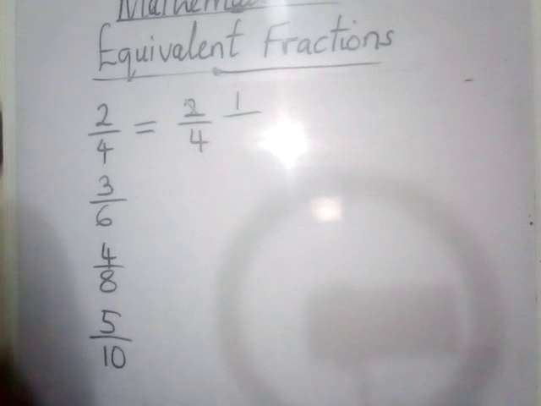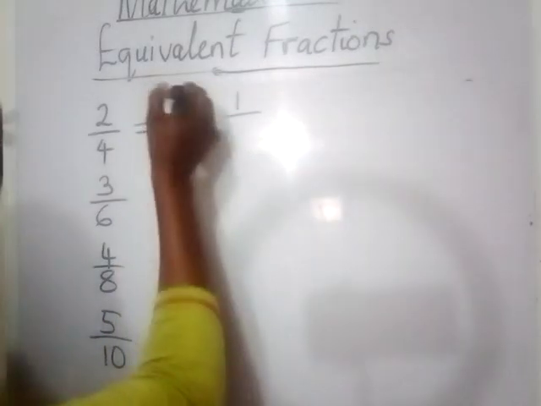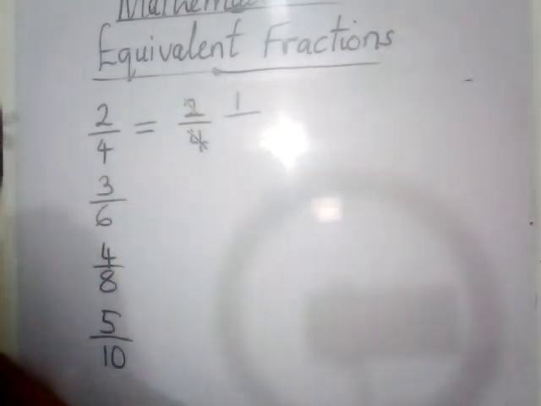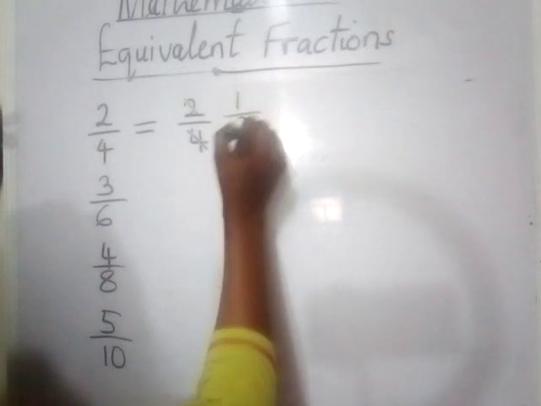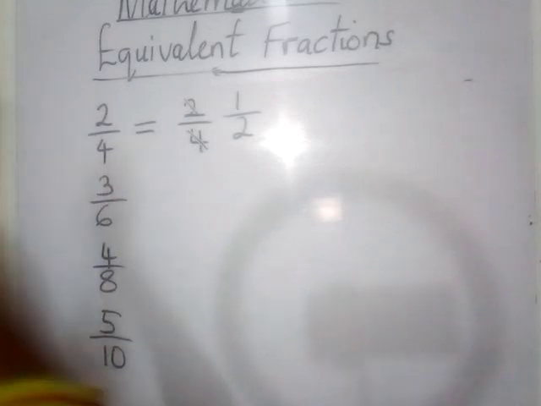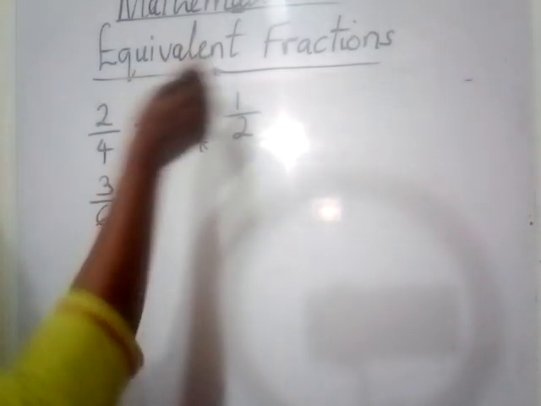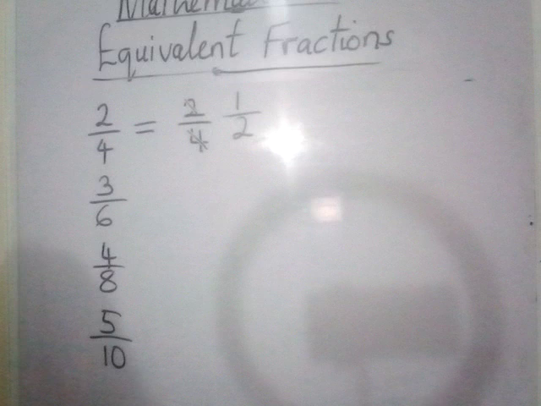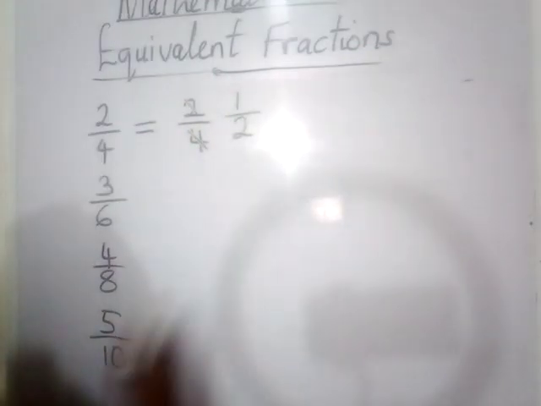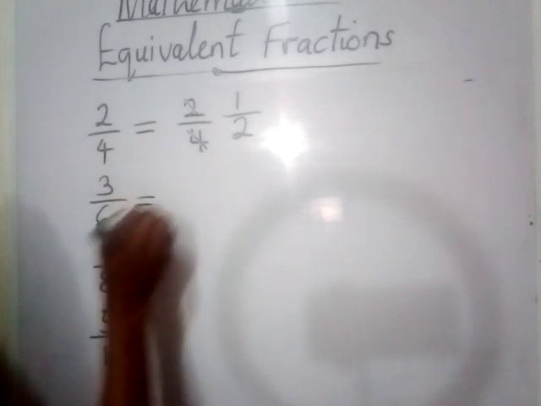Remember to put your short horizontal line that separates the numerator from the denominator. And then the 2 you used in dividing the upper one, you still use it and divide the lower number. 2 divide 4 to give you 2. So that means that 2 over 4 is the same as 1 over 2, or is the same as half. Now let's look at the second number.